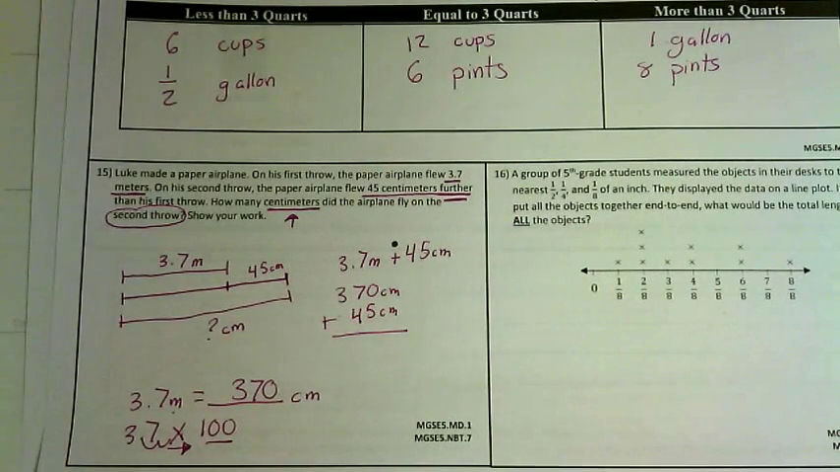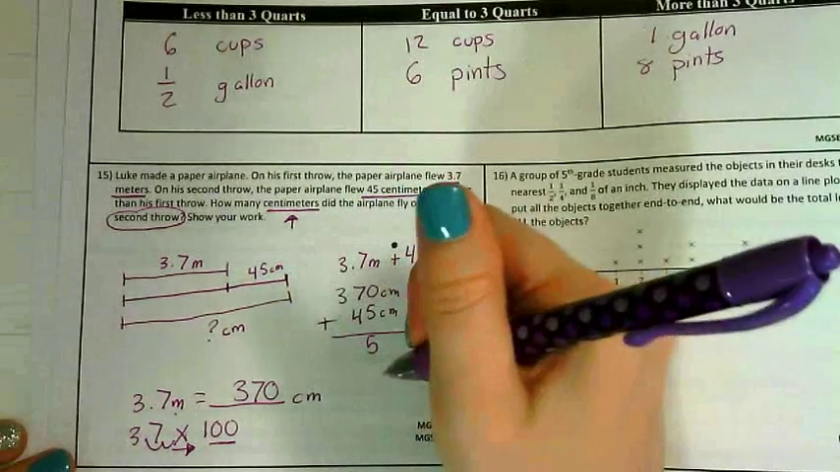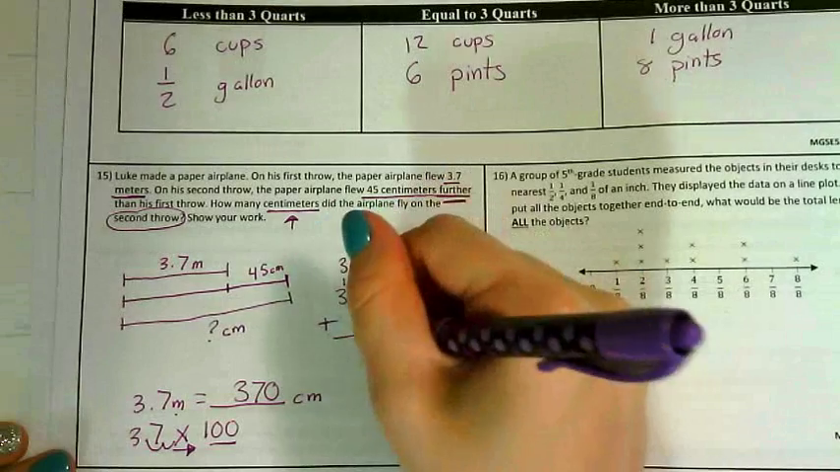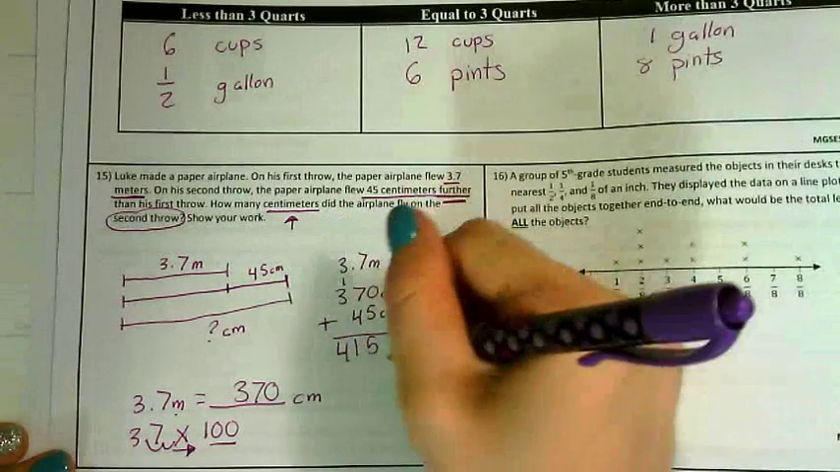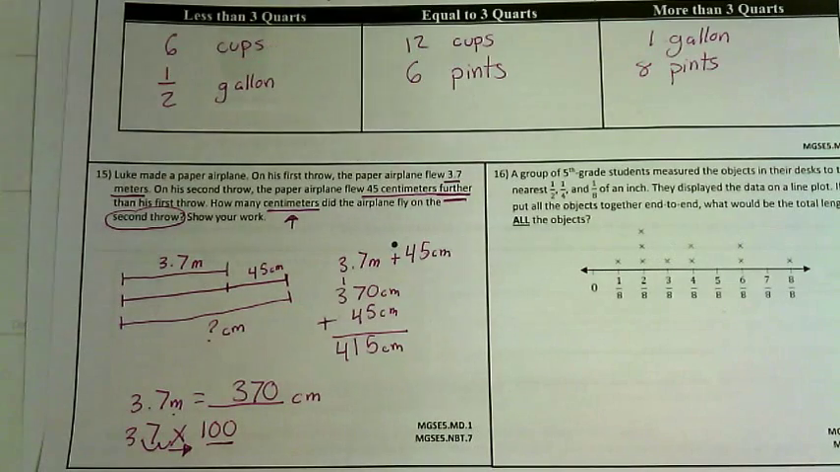because it flew 45 centimeters further. 0 plus 5 is 5. 7 plus 4 is 11, so I write the 1 and regroup. 3 plus 1 is 4. So my answer is 415 centimeters.